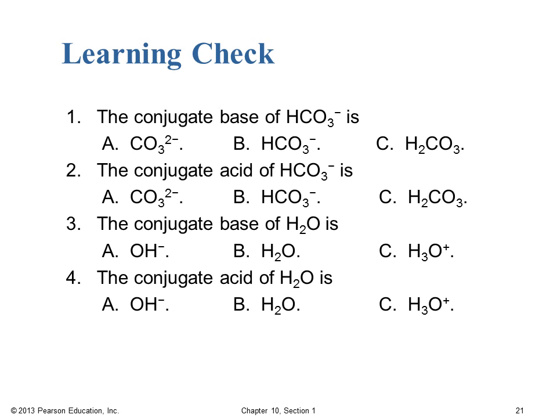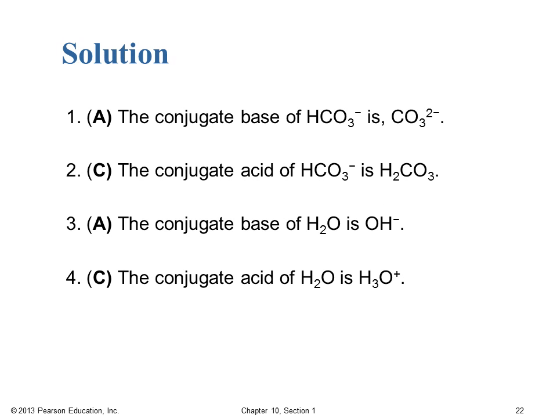The conjugate base for H2O would have one less H plus, so that would be the OH minus hydroxide, A. And then the conjugate acid of H2O should have one more H plus, and so that would be the hydronium ion, letter C. And so that's what we see here. So remember, for a conjugate base you lose one H plus, and for a conjugate acid you gain one H plus.